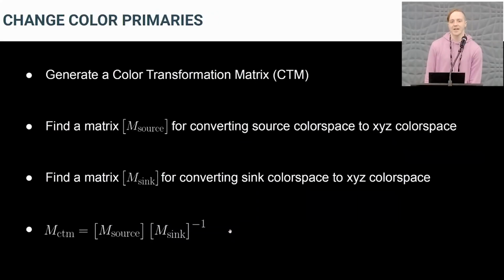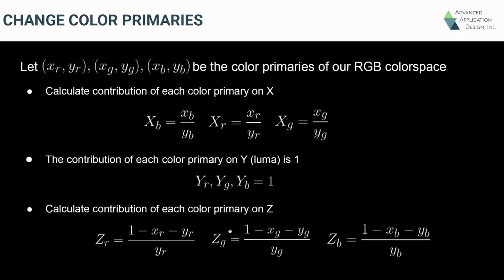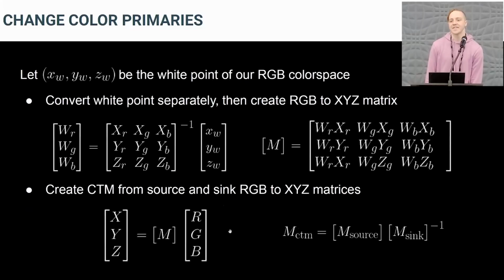So changing the color primaries is pretty simple. It just amounts to generating what's called a color transformation matrix. This is effectively finding a matrix that maps source color space to XYZ color space, and likewise for sink. And then our CTM is just the source matrix times the inverse of the sink. To find this source matrix, you effectively just find the individual contributions of each component on your X, Y, and Z vectors. You then scale your white point separately and use this scaled white point to generate your conversion matrix.